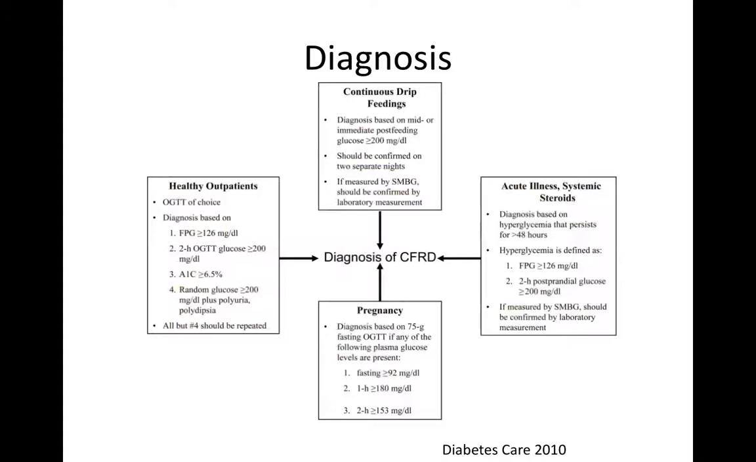And if you're a healthy outpatient, if you get an oral glucose tolerance test with a fasting level greater than 126 or a 2-hour level greater than 200, or if you have a hemoglobin A1C greater than 6.5 or a random blood sugar greater than 200 on 2 different occasions, plus the symptoms of drinking a lot and peeing a lot, then you have cystic fibrosis related diabetes. Pregnancy is another time when you can diagnose it, but I'm going to skip over that because it's a pretty specific type of situation.